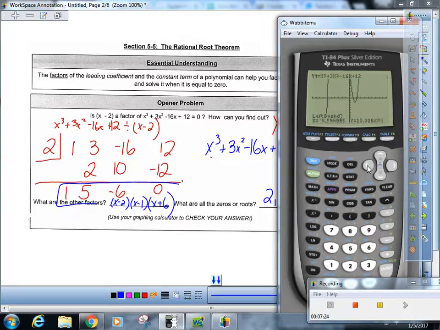It's quick. It's going to be right there. You see it? There's my water bug. I'm going to go down and hit enter. Press up and hit enter. Take a guess. And what does it tell me? -6. Awesome. Right?